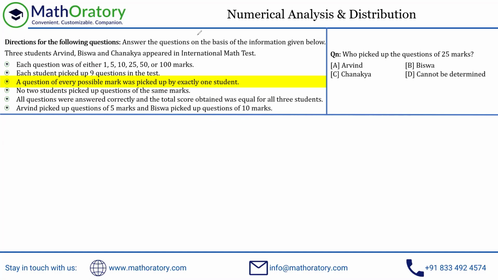Okay, I have to read this again. So a question of every possible mark. Okay, so every possible mark question was picked up by... I was actually stuck a little bit on this 'exactly one student' thing, but I think I understand this. This point is telling us that a 1 mark question has been picked by somebody, a 5 mark question has been picked by somebody, a 10 mark question has been picked up by somebody, and so on and so forth. But what I think 'exactly one student' means is that if somebody has picked up a 5 mark question, nobody else will pick up a 5 mark question.